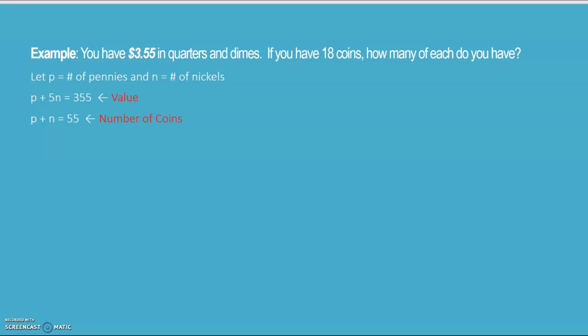Okay, so with this system, if we subtract the two systems from each other, I end up getting p minus p, which cancels out, 5n minus n, which is 4n, and 355 minus 55, which is 300. Okay, so now, since I've eliminated my p, I can solve and figure out what my n is. So if I divide by 4, I get n equals 70.